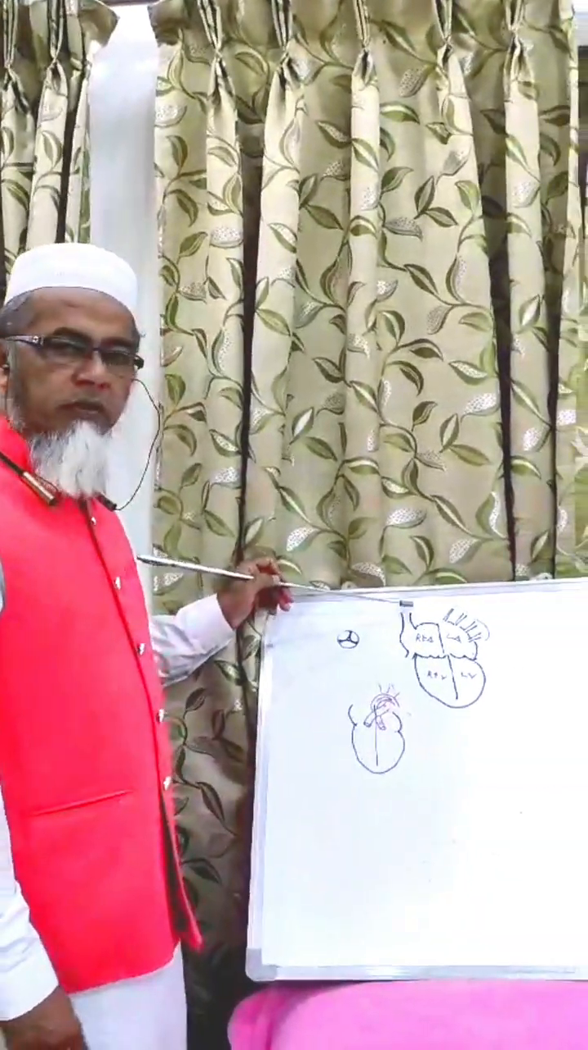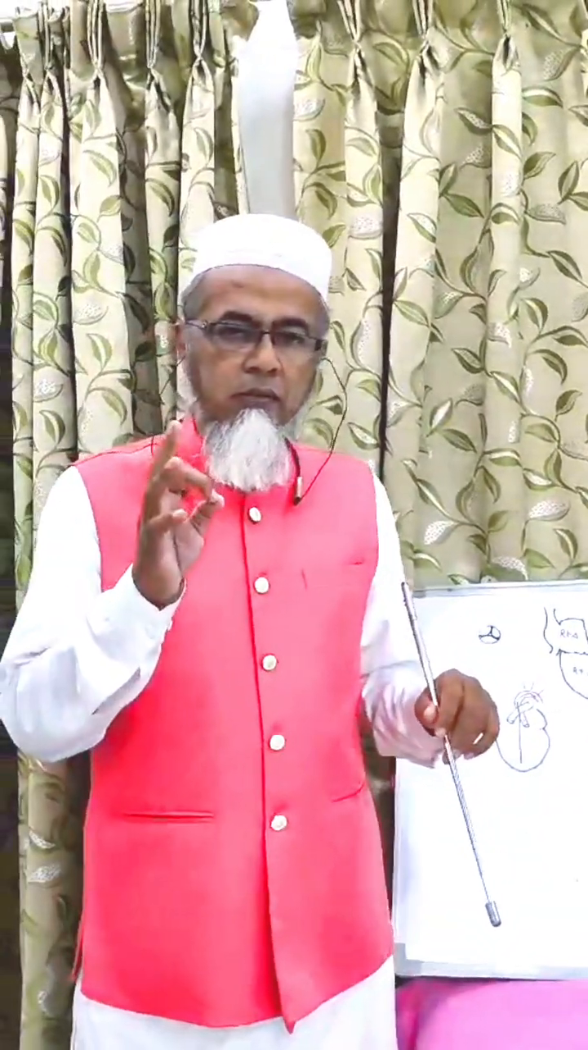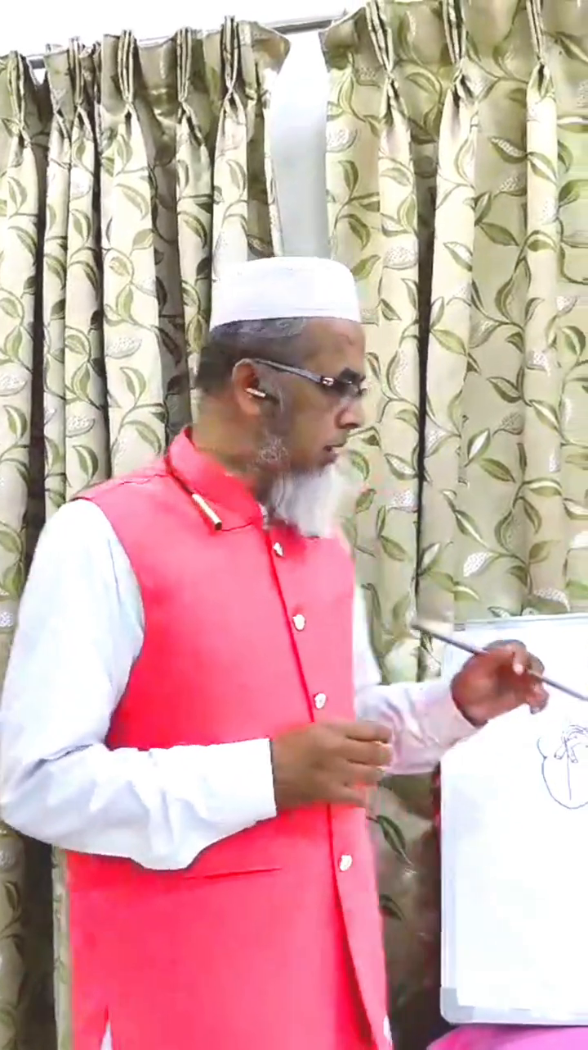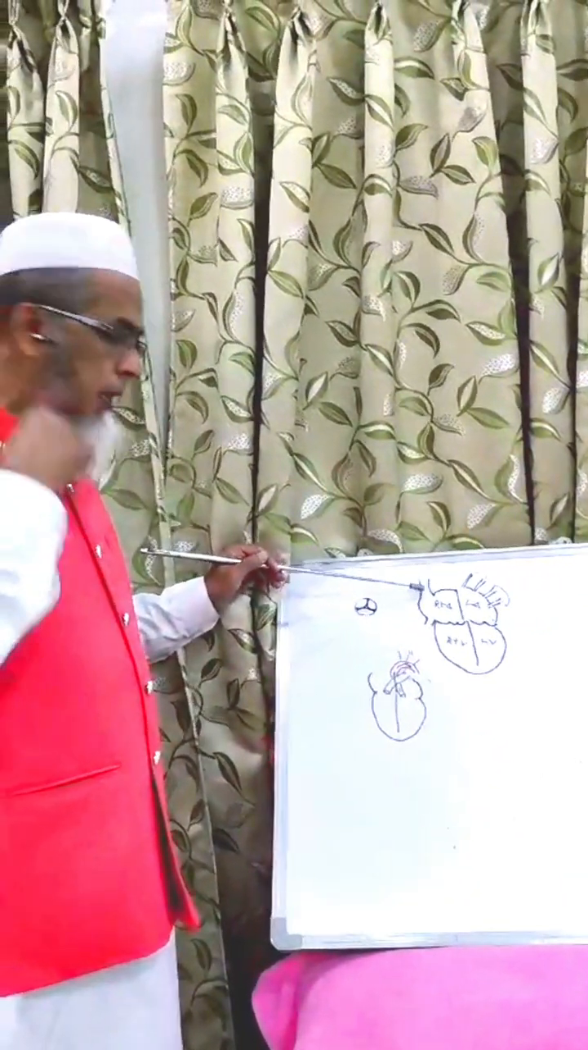Basically, what is the difference between amphibians and humans? Amphibians have 3 chambers, 2 atria and 1 ventricle, and humans have 4 chambers, 2 atria and 2 ventricles. The right atrium receives blood from the superior vena cava and inferior vena cava. The superior vena cava carries venous blood from the upper limb, neck, and upper part of the shoulder.